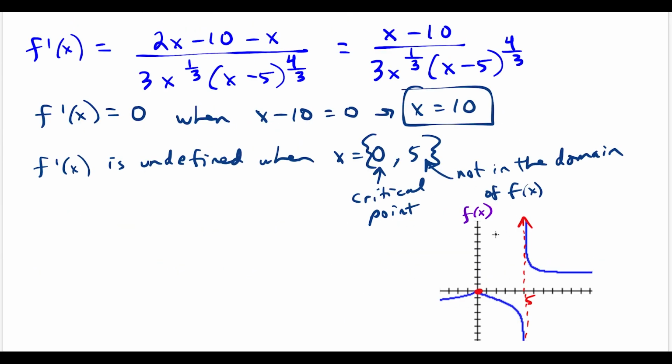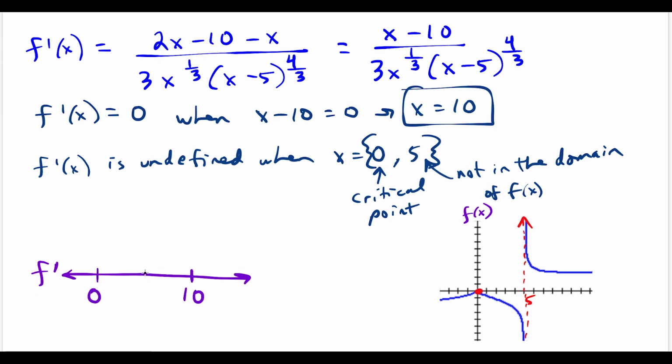Now, if we look at the original graph real quick of f of x, once again, x equals 5 is not in the domain of the function because we have a vertical asymptote here. So now we're ready to make our sign chart. We're making a sign chart for f prime, but what we're going to do is record the critical points. So we have a critical point at x equals 10. That's going to be way out here. And then at x equals 0, we have another critical point.